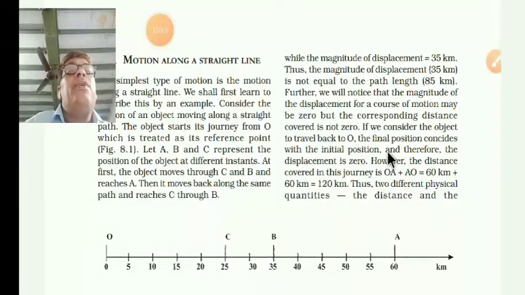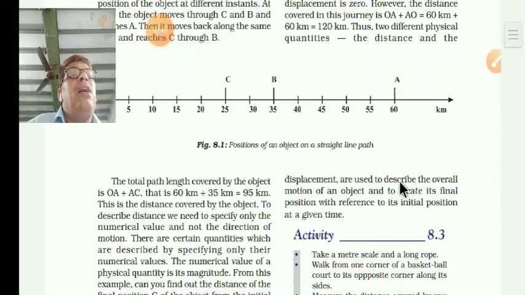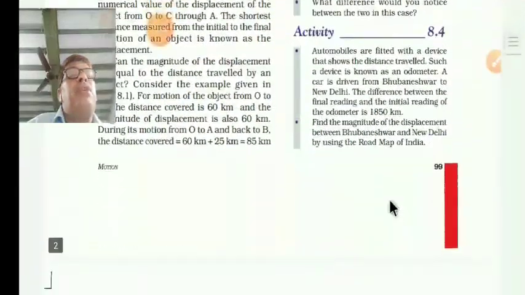So remember that if we consider the object travels back to O, the final position coincides with the initial position and therefore the displacement is 0. However, the distance covered is different. The distance means covered in this journey, OA plus A back, the total length only. So distance is different from the displacement. Both are physical quantities, distance as well as displacement, used to describe the overall motion of the object and to locate the final position with reference to the initial position.